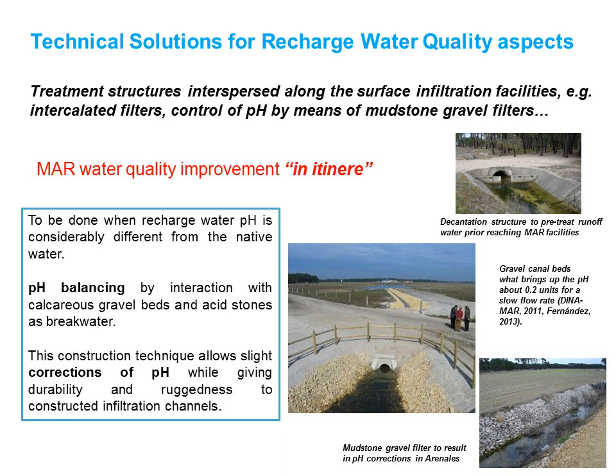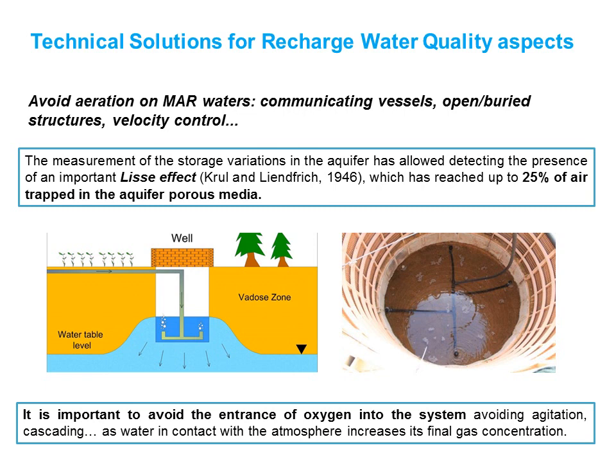There are also some techniques to improve the water quality during its transport or in itinerary. For example, intercalating filters, controlling the pH by means of mudstone gravel filters, etc. Once again, I insist it's very important to avoid the aeration of MAR water by means of communication vessels, open or buried structures, controlling the flowing velocity, etc. In short, it is very important to avoid the entrance of oxygen into the system.